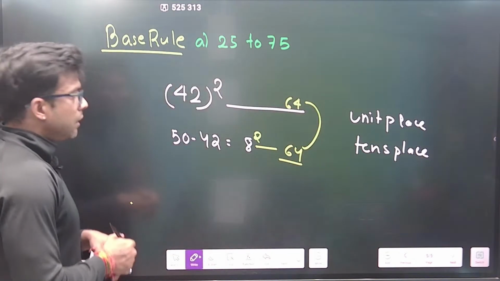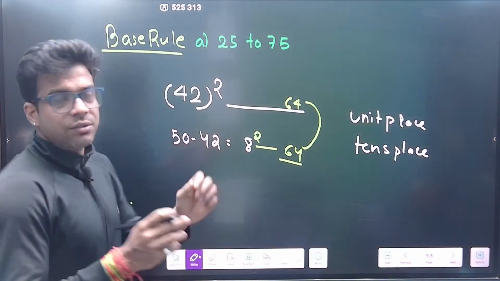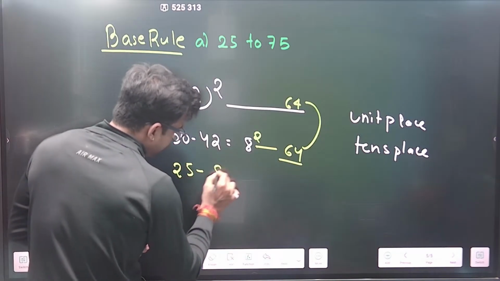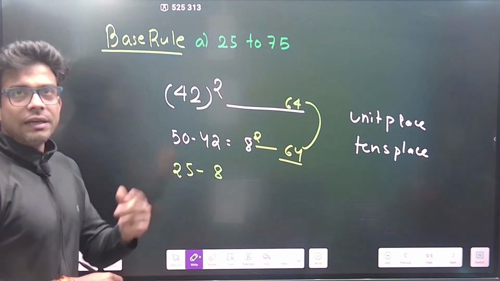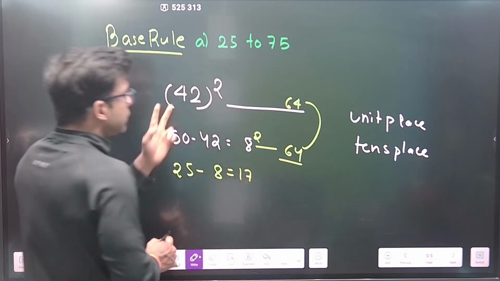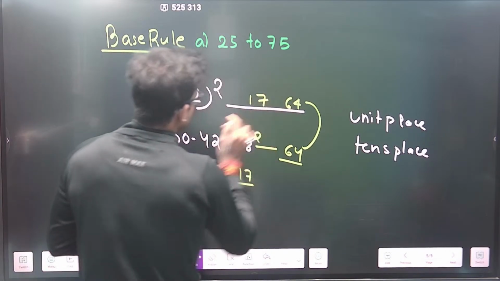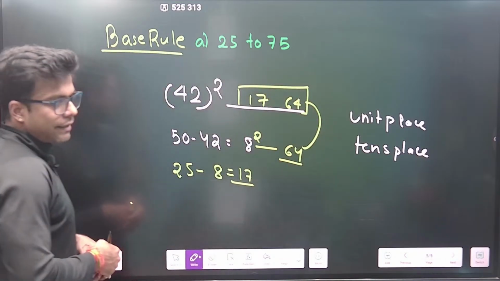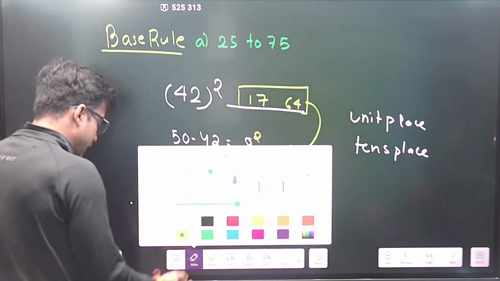Now the point is you need to subtract this 8 from 25. So 25 minus 8 is basically what? 25 minus 5 is 20, and minus 3 is basically 17. So the first two digits of this square are 17. Write down 17 over here. So the square of 42 is basically 1764. Correct? I'll give you a lot of problems. Just try and understand.